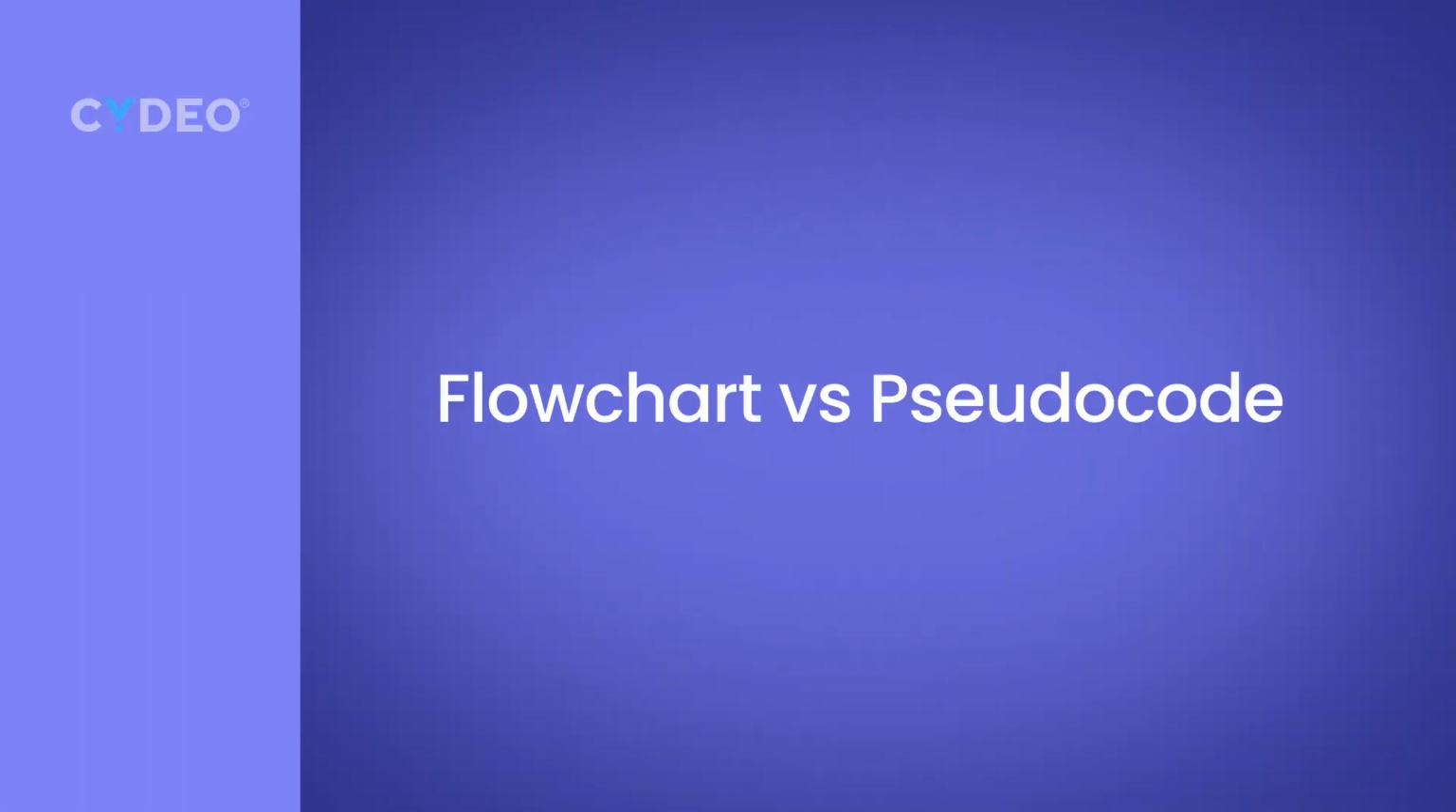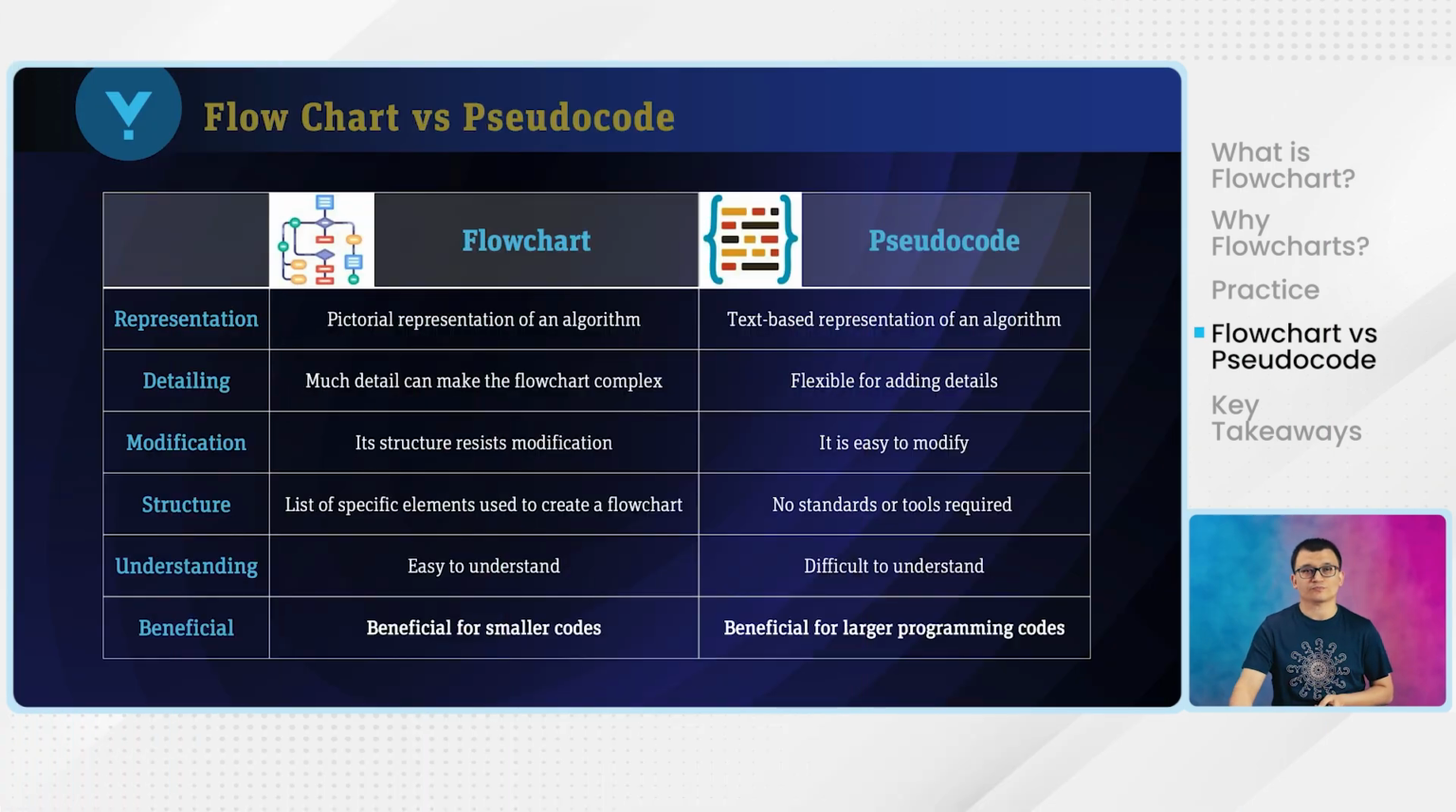All right, so here is the difference between the flowchart and pseudocode. As you can see, flowchart is basically the pictorial representation of an algorithm, while the pseudocode is the text-based representation of the algorithm. And with flowcharts, too much detail can make them complex. If you add much details into the flowchart, it becomes more and more complex. But you will not see this problem with the pseudocode. Pseudocode is flexible for adding any details.